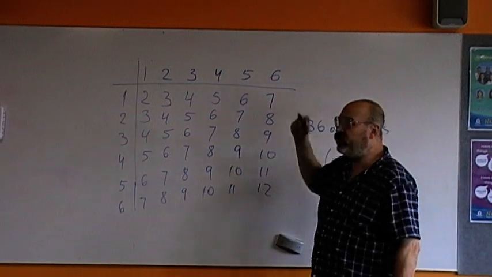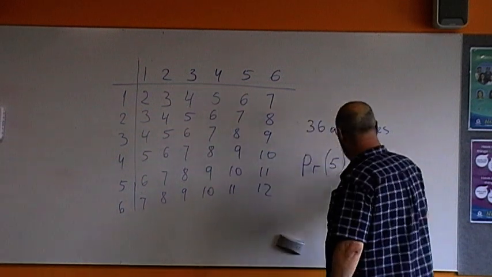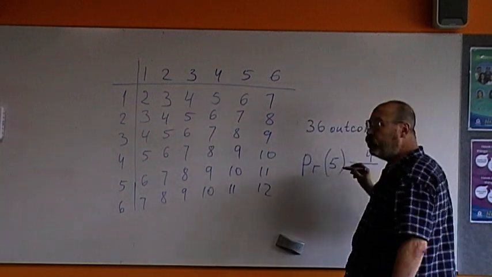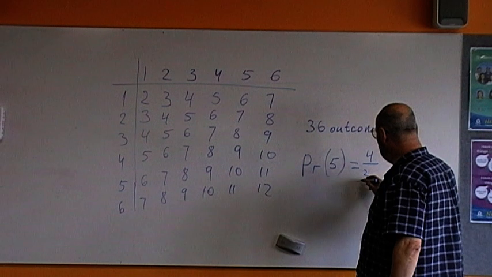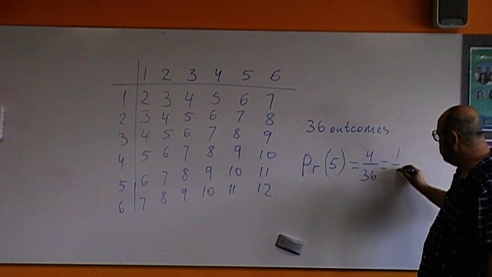So if I'm asking what is the probability of getting a total of 5, we need to count how many 5s we have. 1, 2, 3, 4. So it will be 4 out of 36, which simplifies to 1 over 9.